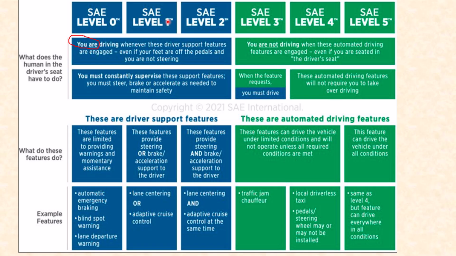Now coming to level 1. In level 1, these features provide steering or brake/acceleration support to the driver. Understand this sentence very carefully. The most important word here is "or". Let me highlight it in a color where all of you can see. This word "or" is the most important word. They provide steering or brake/acceleration support to the driver.